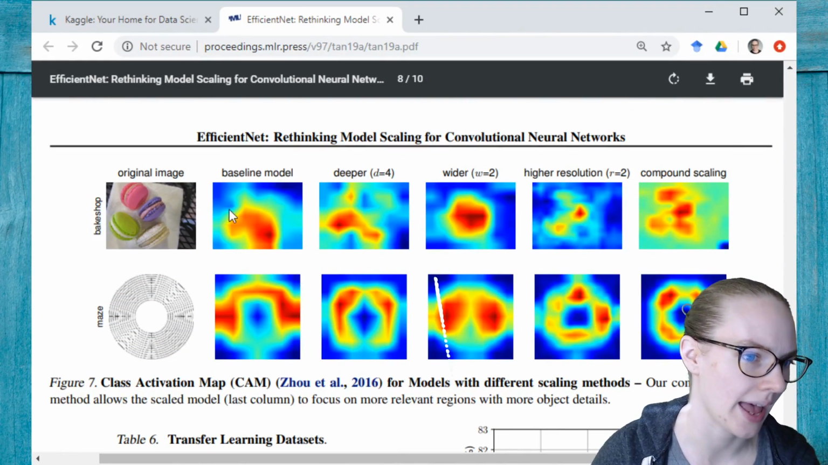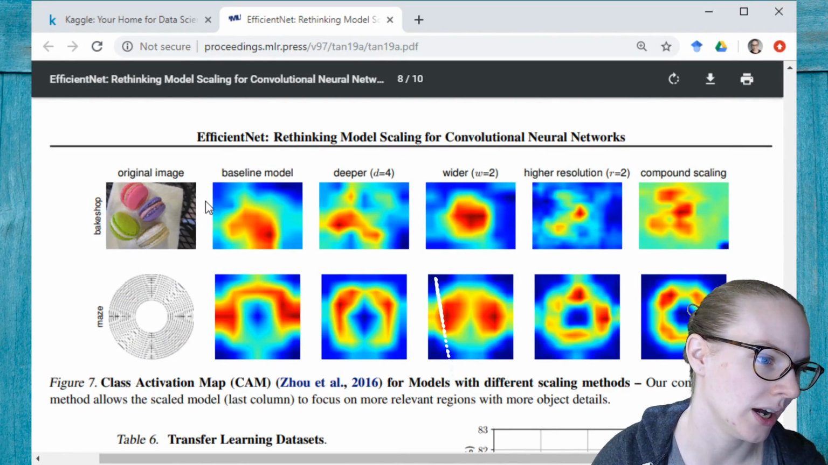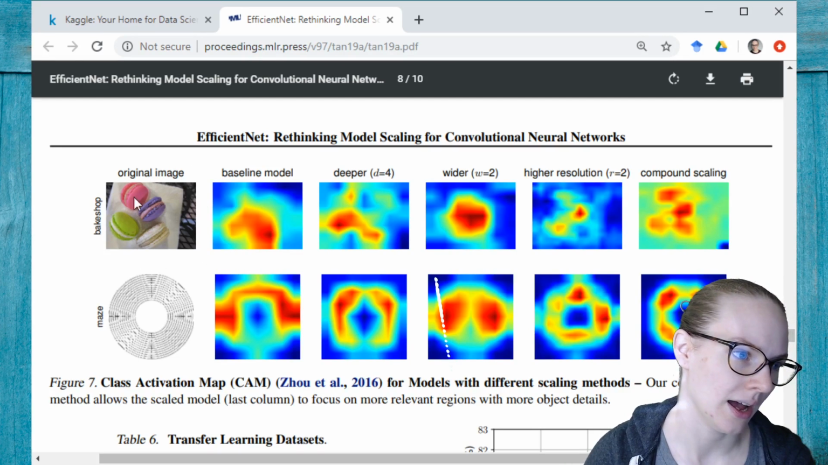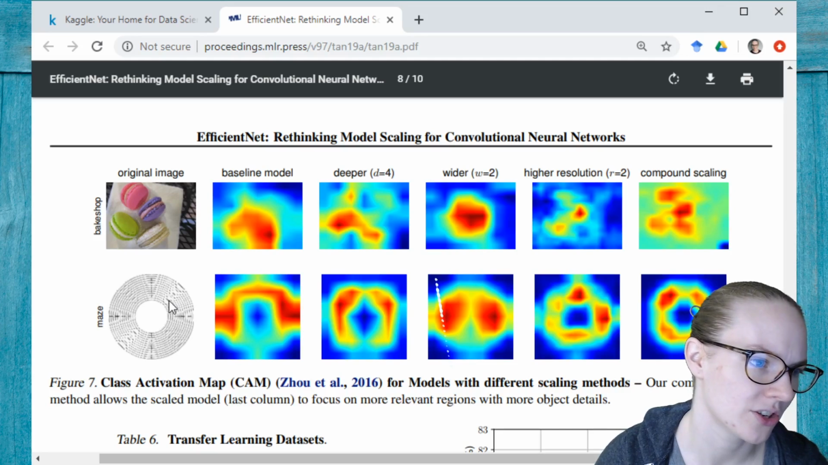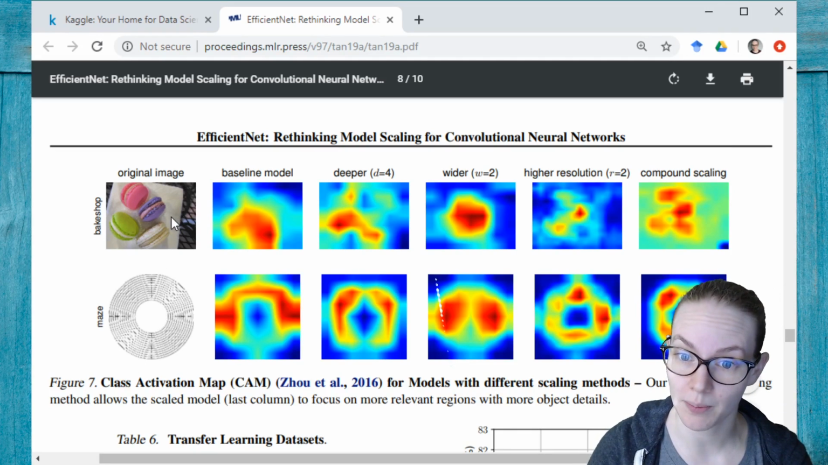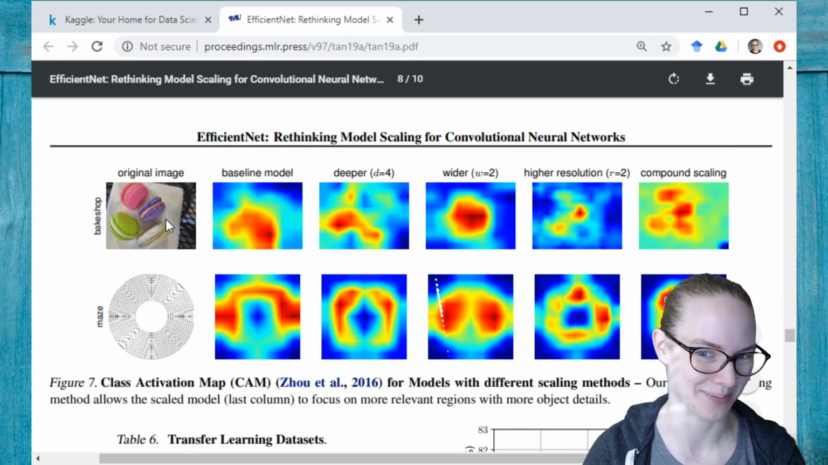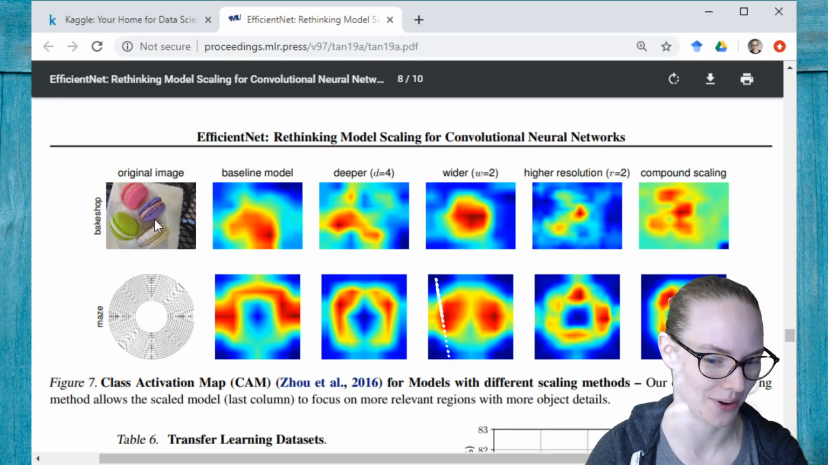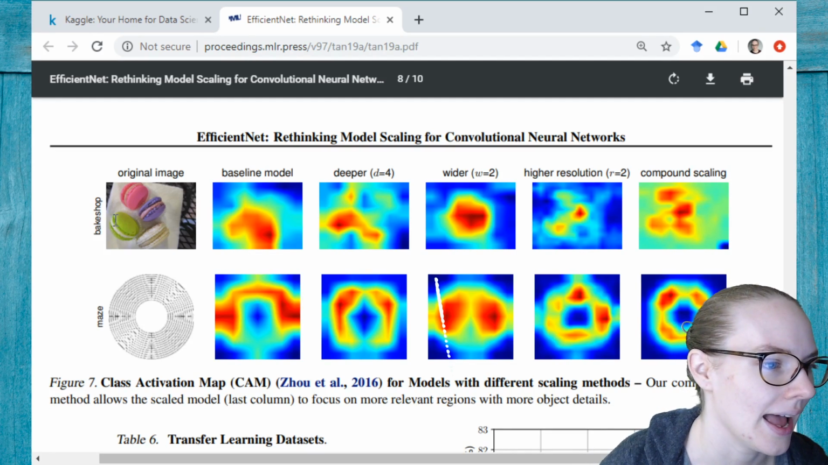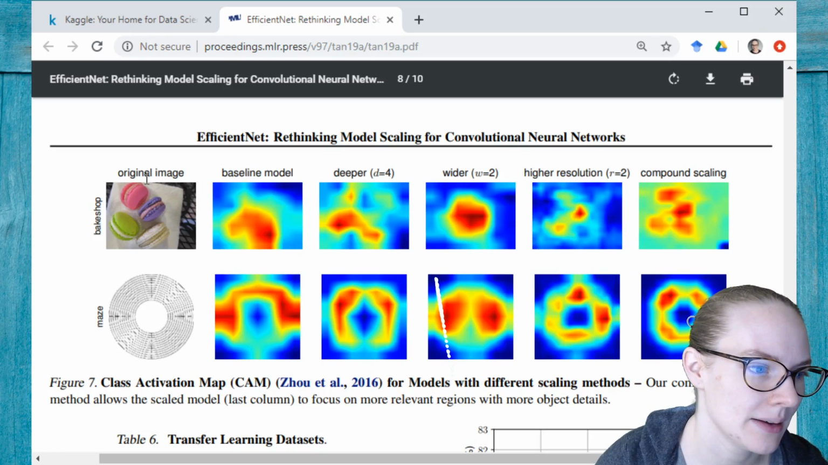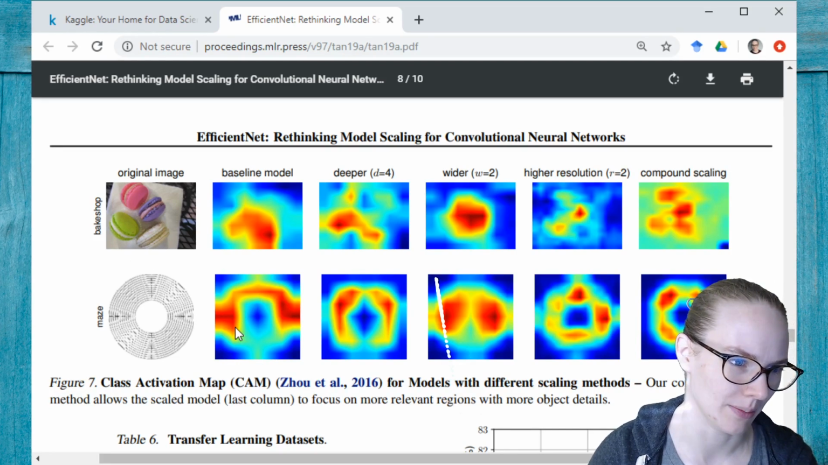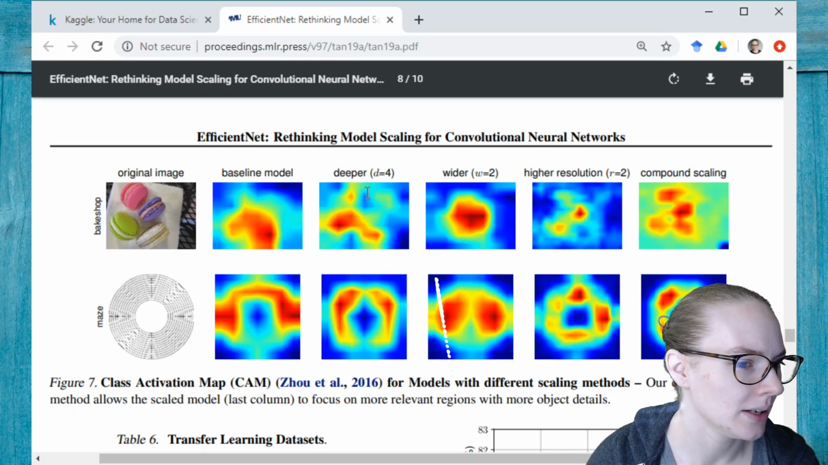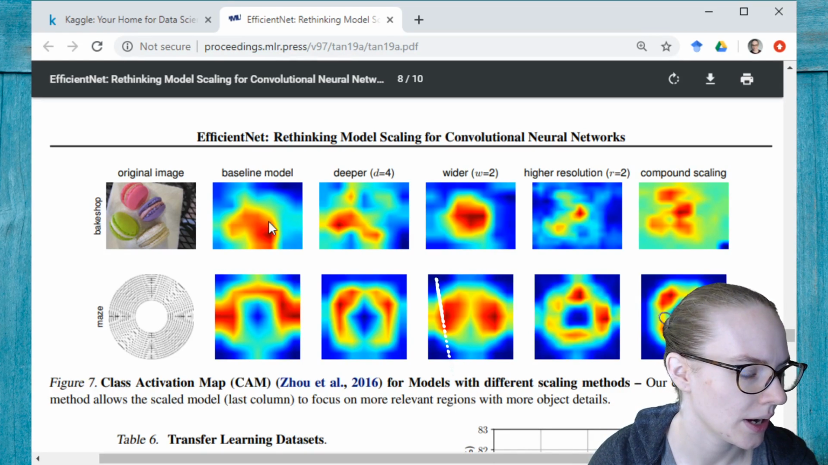Okay, so here we have a picture of some macarons, so it's a type of cookie, and here we have a picture of a maze, and they did say these were randomly picked, so we know they weren't cherry picked to get the best possible example for the paper. And the baseline model has attention sort of in the middle of the image here, sort of around the side of the image. Making the model deeper sort of lowers the attention area.